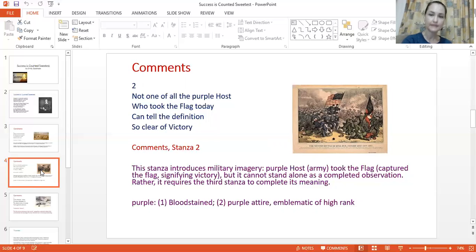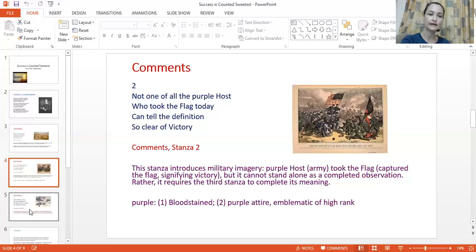Okay? So, in the second stanza, we do have examples of unusual capitalization. Yes, first of all, the word host is capitalized. That means the army, we said. Then the word flag. And of course, the word victory, in the last line. Why? To give them more emphasis, to give them more weight to these words. Do we have here any unusual punctuation? Not really. Okay, so let's summarize the second stanza once again. So here, battlefield, victorious army, they took the flag today, but they cannot define victory clearly. They do not understand it fully.